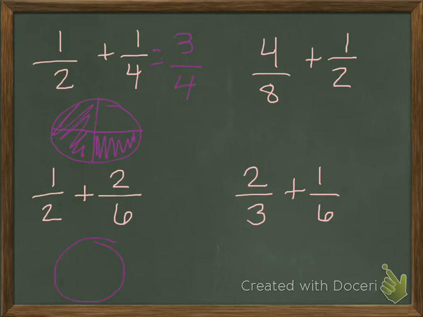B says 1/2 plus 2/6. So again, here's my circle. I have 1/2. Then I'm going to add 2/6. So if I turn this into 6, I'm going to add 1/6 and 2/6. So now total I have 1, 2, 3, 4, 5, 6.